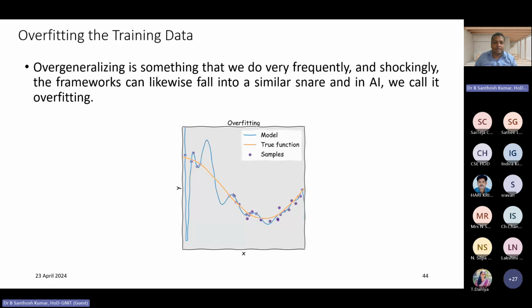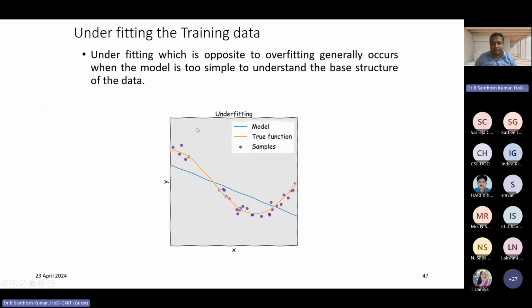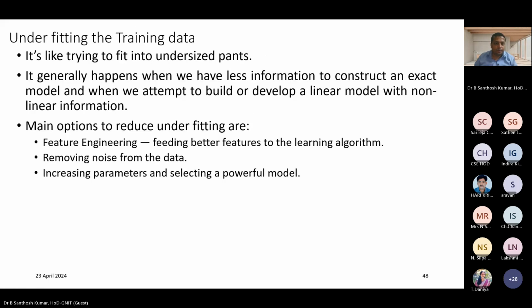Another problem is underfitting. Underfitting means I'm giving fewer samples. It means that instead of 5,000, I'm giving only 500, so that time also I may face that issue. The main options to reduce underfitting are feature engineering, removing the noise, increasing the parameters, and selecting a more powerful model.